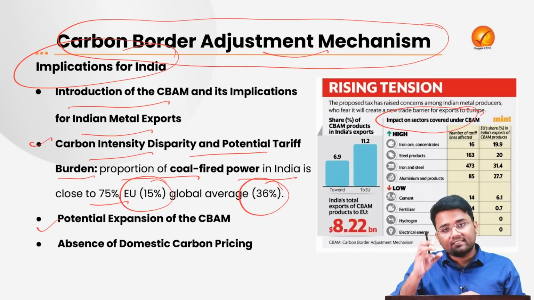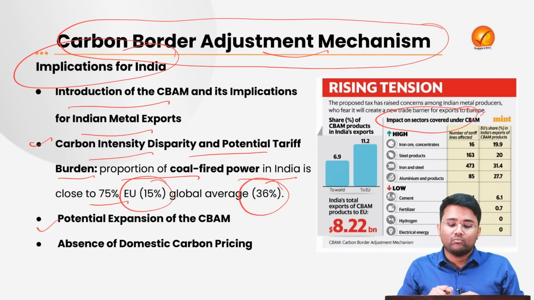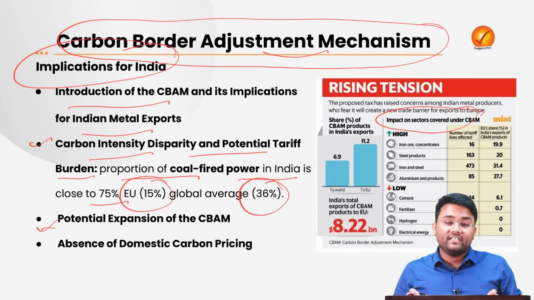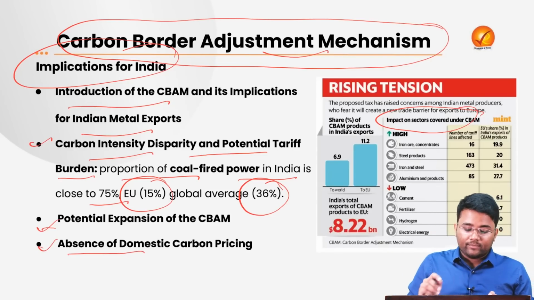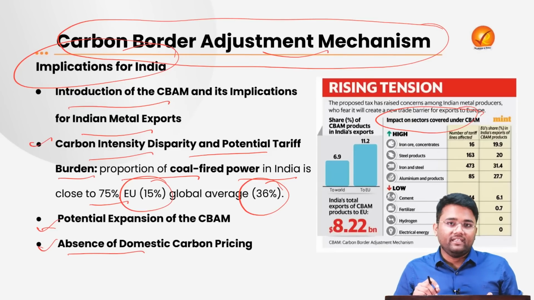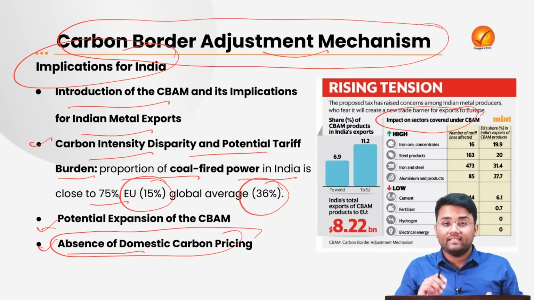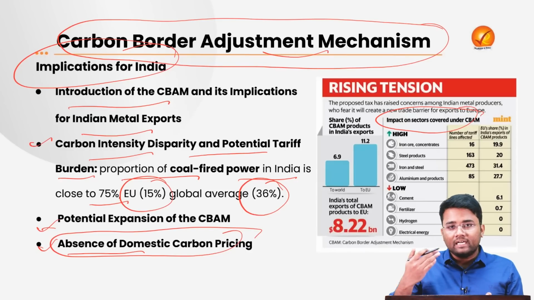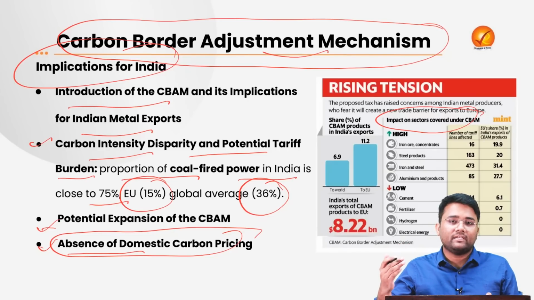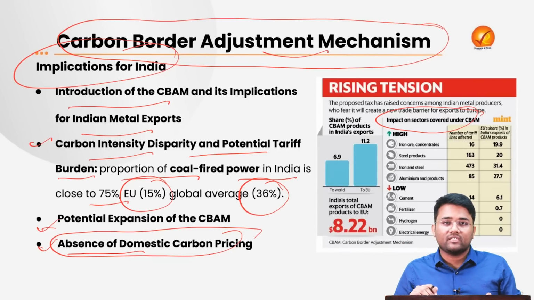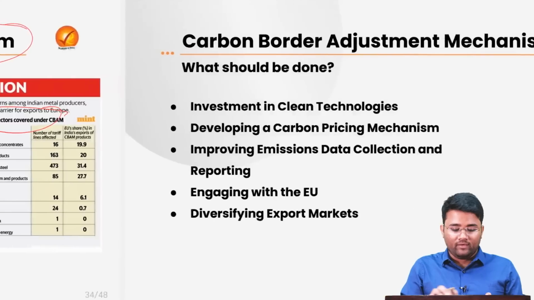Then another apprehension that countries like India have is that in future the EU can increase or expand the sectors that are covered in this CBAM. Tomorrow they might cover petroleum products also. That can impact India's trade in the longer run. Then there is also the absence of domestic carbon pricing in India. There is no proper market with regard to domestic carbon pricing, and that is also one issue, that India has to get into proper carbon prices, to look into what is the actual emission that one particular company or one particular sector is producing.